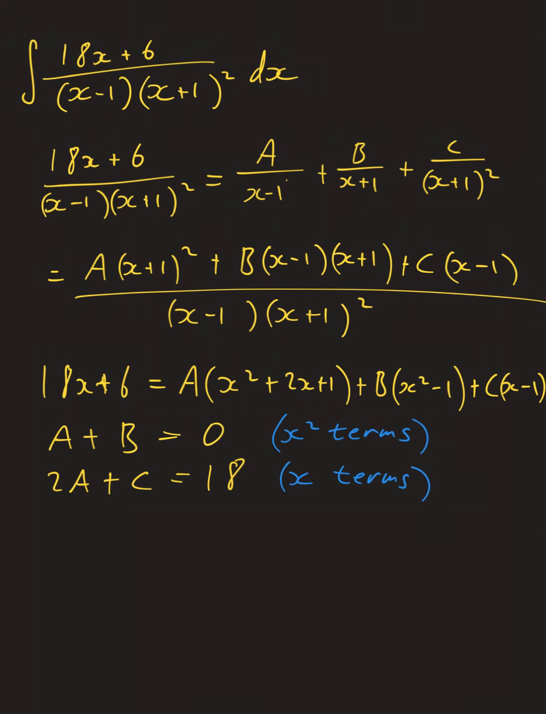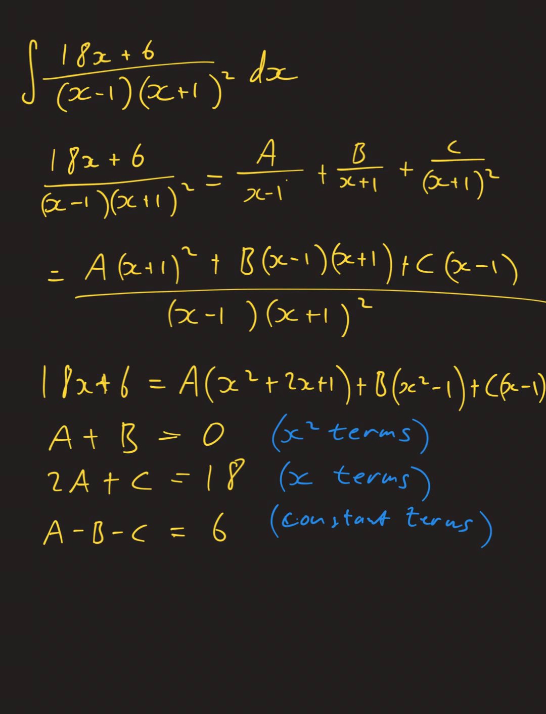And finally the constant terms. Well, I have a 6 on the left, I have a 1 with the a, I have a -1 with the b, and a -1 with the c. So a minus b minus c must be equal to 6. Now I have 3 equations and 3 variables. Now you can solve this any way you like.